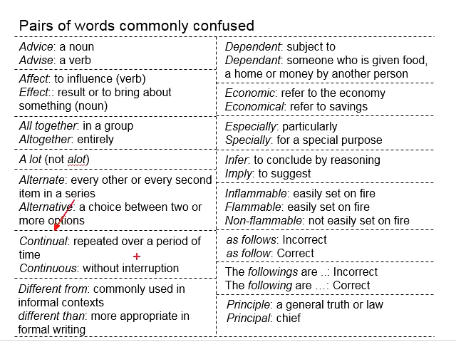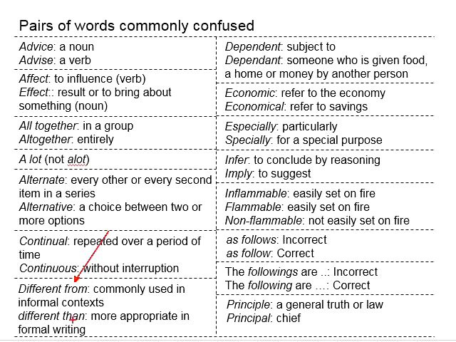Next, continual and continuous. Continual means repeated over a period of time. Continuous means without interruptions. We need to be careful with these two terms. Their meanings are quite close to each other. However, there are still differences in terms of their conditions.